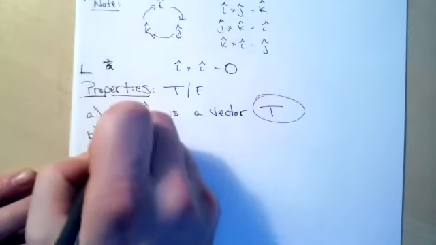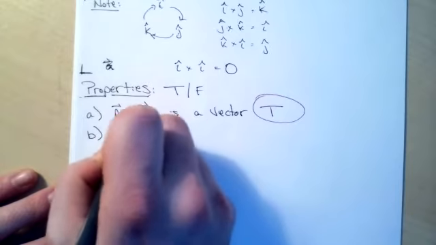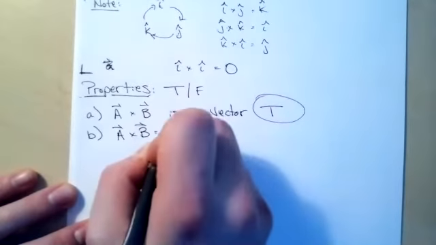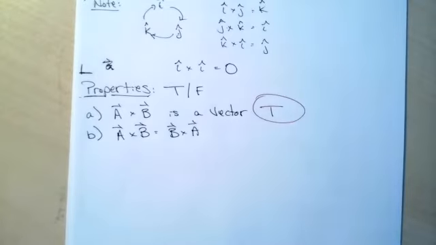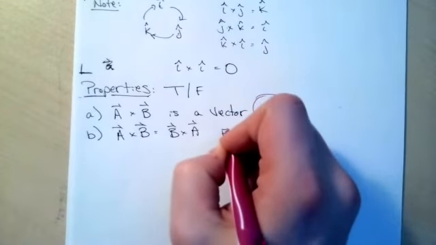Property B asks, is A cross B equal to B cross A? So this one we want to think about our geometric meaning. What happens when I flip the two vectors in a cross product? Our dot product we know is commutative. It gives us this scaled projection, and actually geometrically this ends up being the same quantity, whether we're projecting A onto B or B onto A. Cross products, on the other hand, are not commutative. This is false.